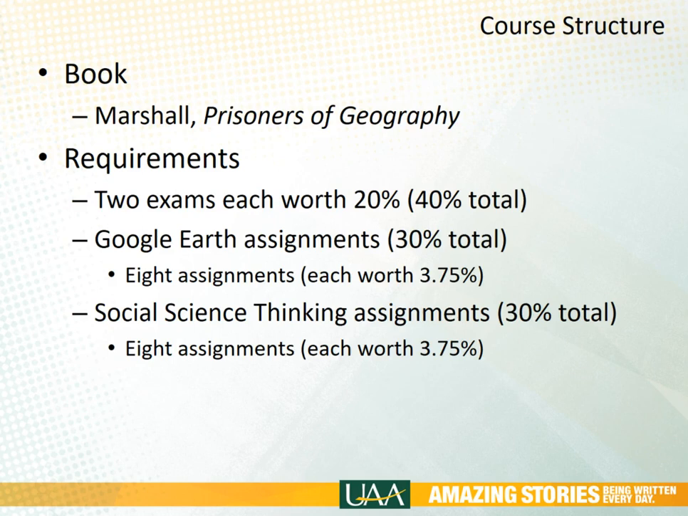There are essentially 3 basic requirements for the course. There are 2 exams, each worth 20%. That's 40% of the total. And then there are a total of 8 Google Earth assignments worth 30% of the total grade, and 8 social science thinking assignments, each worth 30%. And again, each region module, there are 8 of them, has 1 Google Earth assignment and 1 social science thinking assignment.